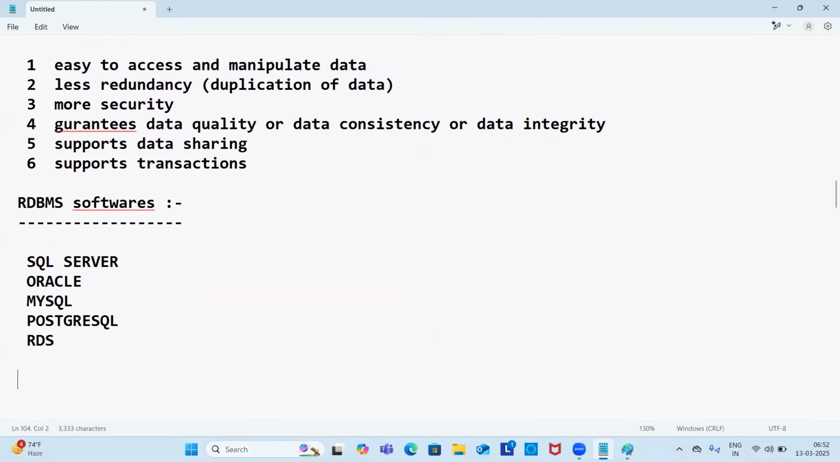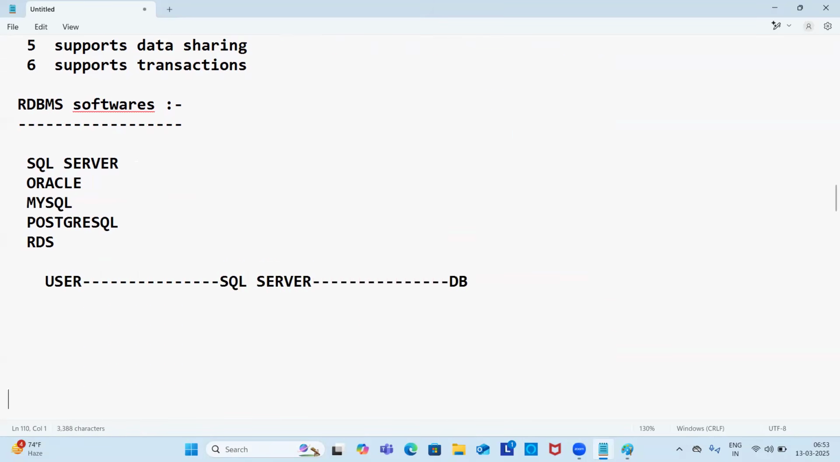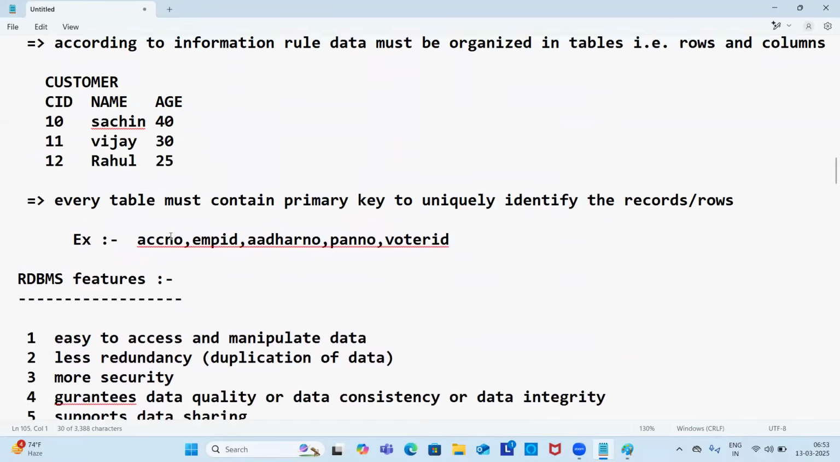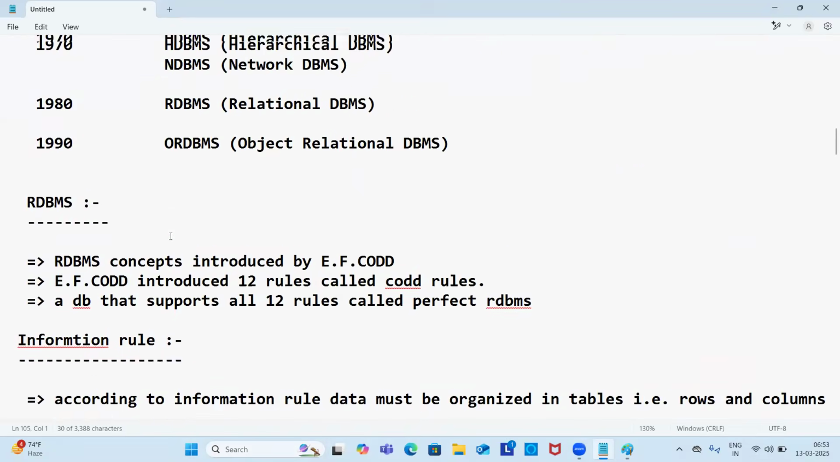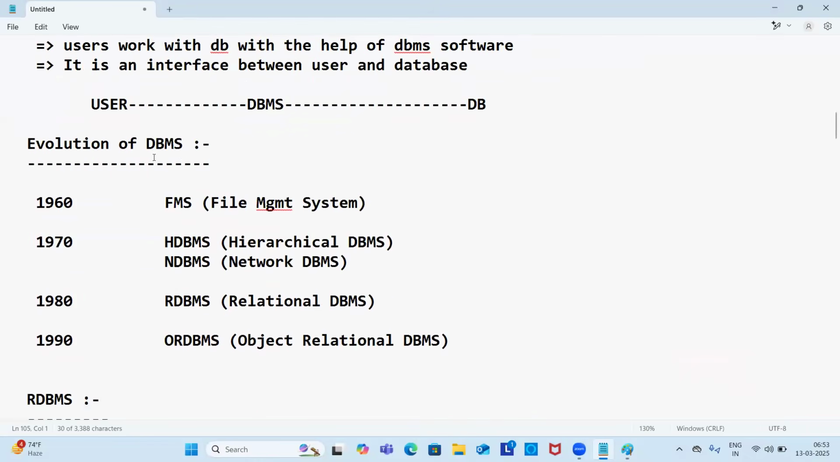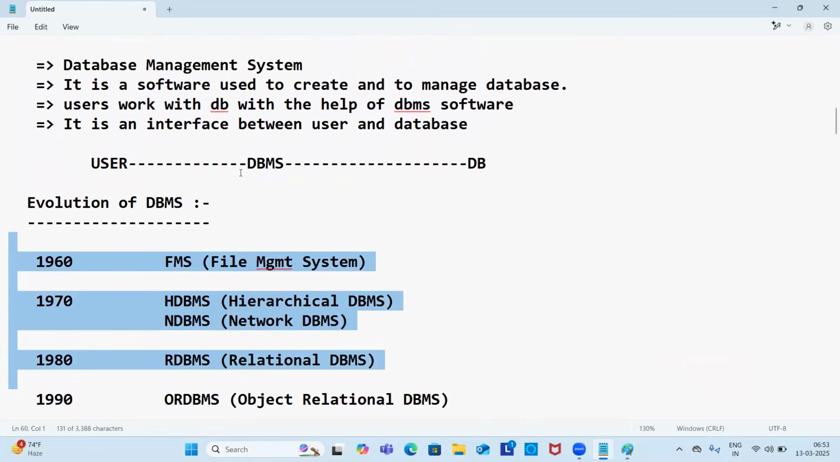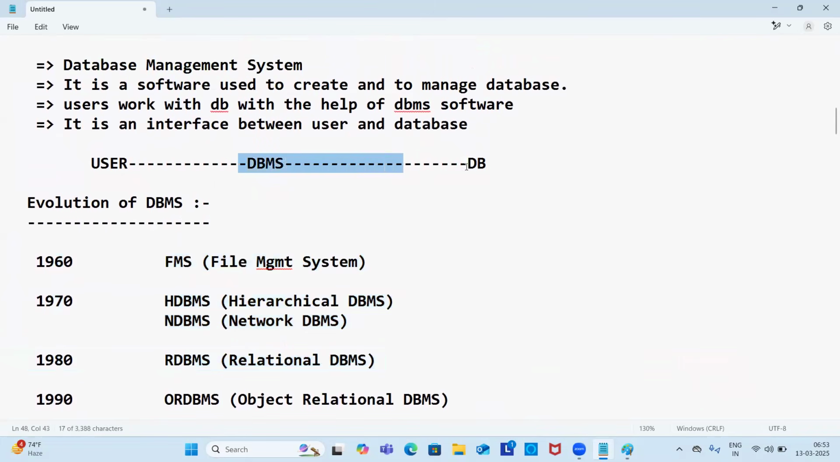What is the meaning? User uses SQL Server to work with the database. All these softwares are used to work with the database, because all these are DBMS softwares. So why do we use DBMS? We use DBMS to work with the database. You don't directly interact with the database. You interact with the database through DBMS.